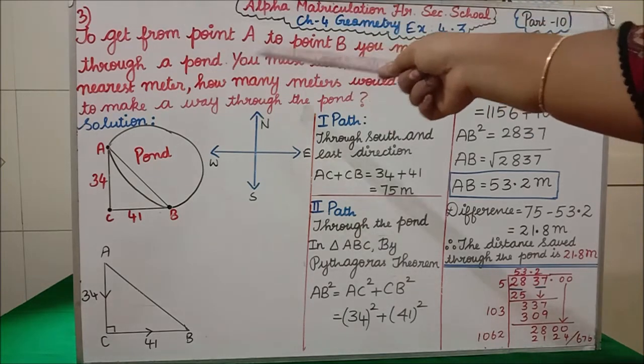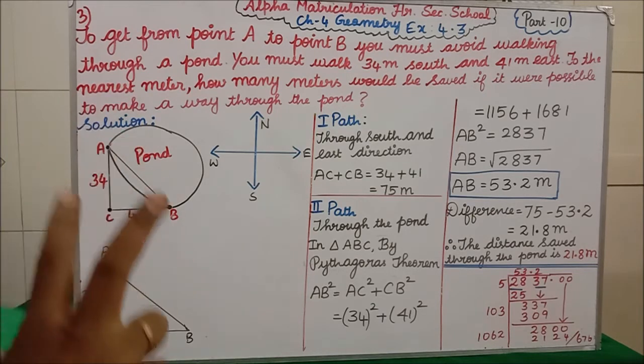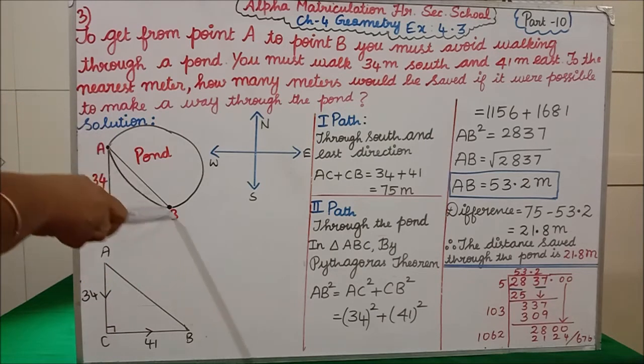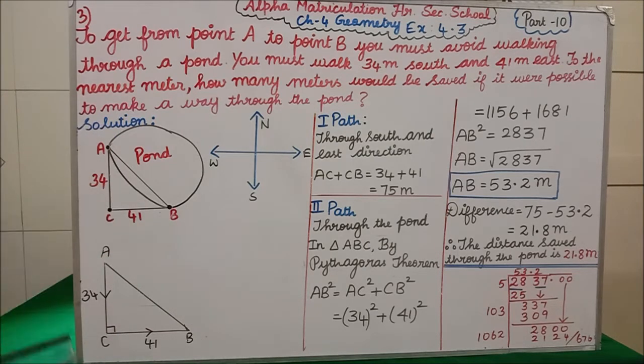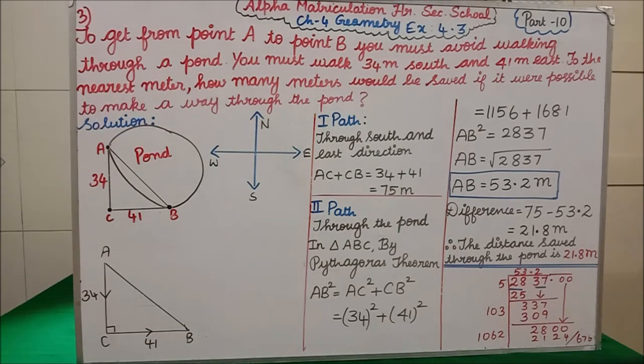To get from point A to B, you must avoid walking through a pond. What they are saying in the first line is, what do you think of that? One man is standing here. You want to go to B. Okay, he has two options. The first way is he can go through A to C and then C to B. And the second option is he can directly pass through the pond. But they are saying you must avoid walking through the pond. We want to avoid it, they are saying.